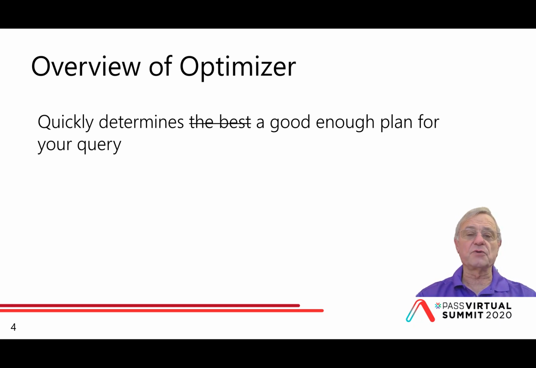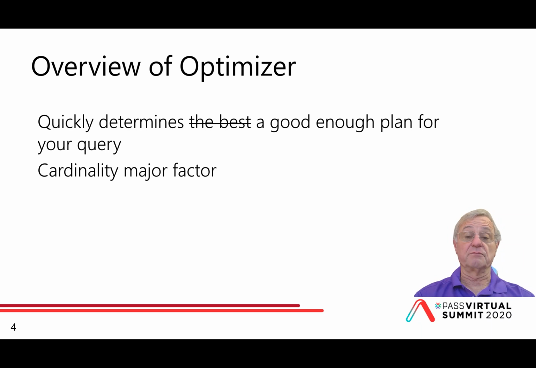So how does it come up with those estimates of how much work a given plan will take? Well, cardinality is a major factor in that. What is cardinality? Cardinality is the estimated number of rows coming out of an operator. And that operator could be a table scan, an index seek, a join, like a merge join, hash match, or nested loop. Those are all operators. And the cardinality is the estimated number of rows coming out of that operator.